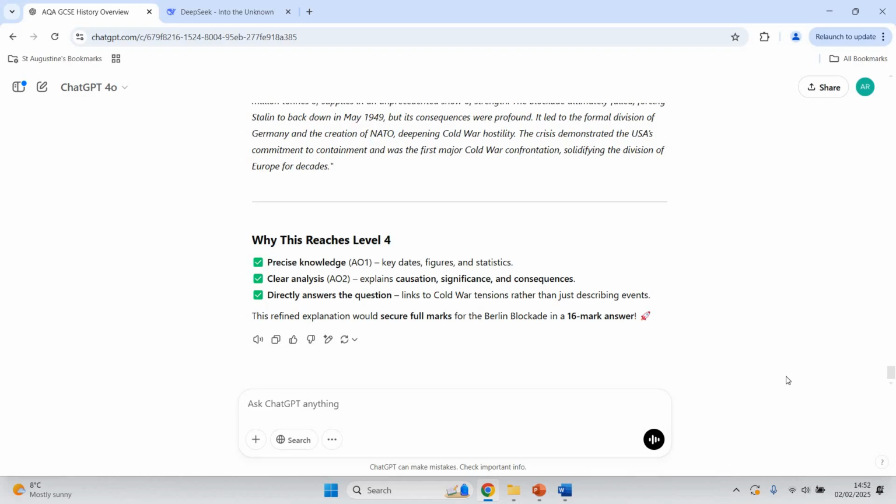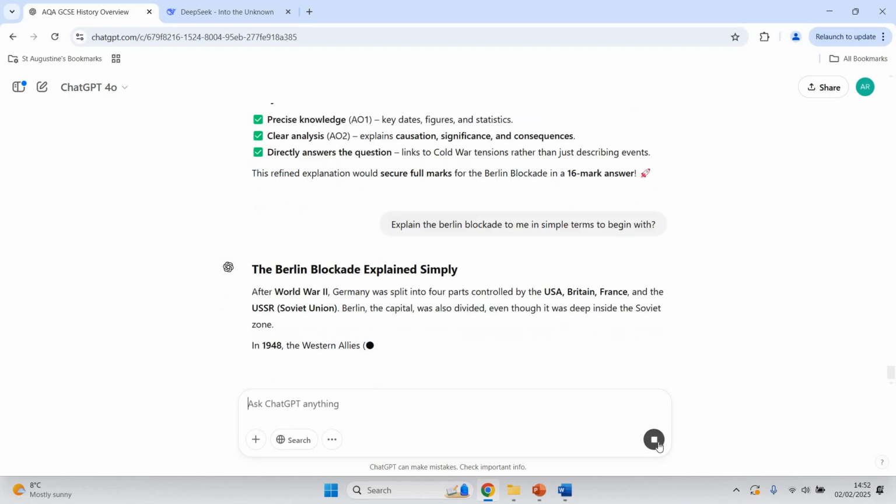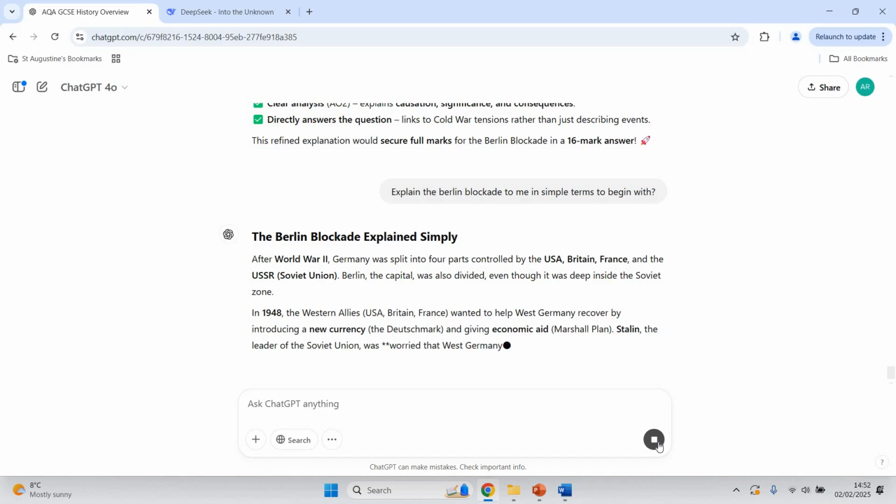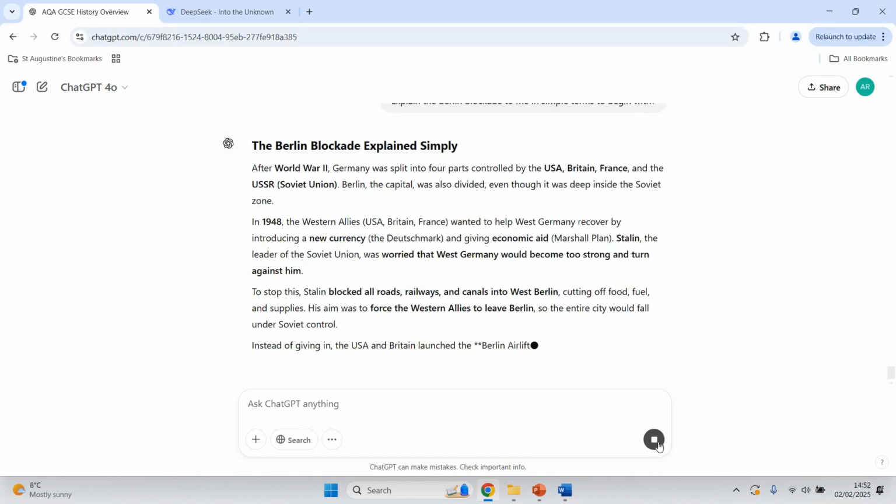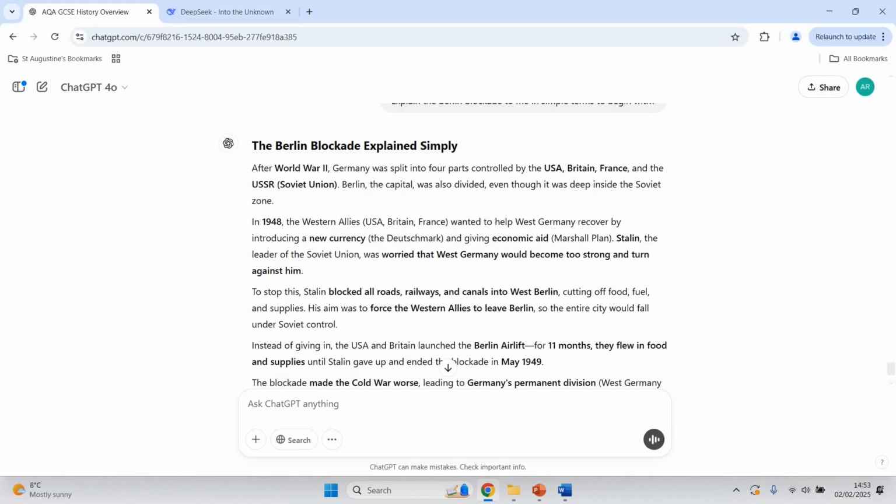At this point, asking further questions can be really powerful, especially if you don't understand the topic. So for example, we could ask it to explain the Berlin blockade to us in simple terms to begin with. In this way, you can get explanations for any topic in a way that you can understand. And if it's too complicated, once again, ask it to simplify it further. Or if you find that the explanation is too simple, ask it to explain it in more complex ways.